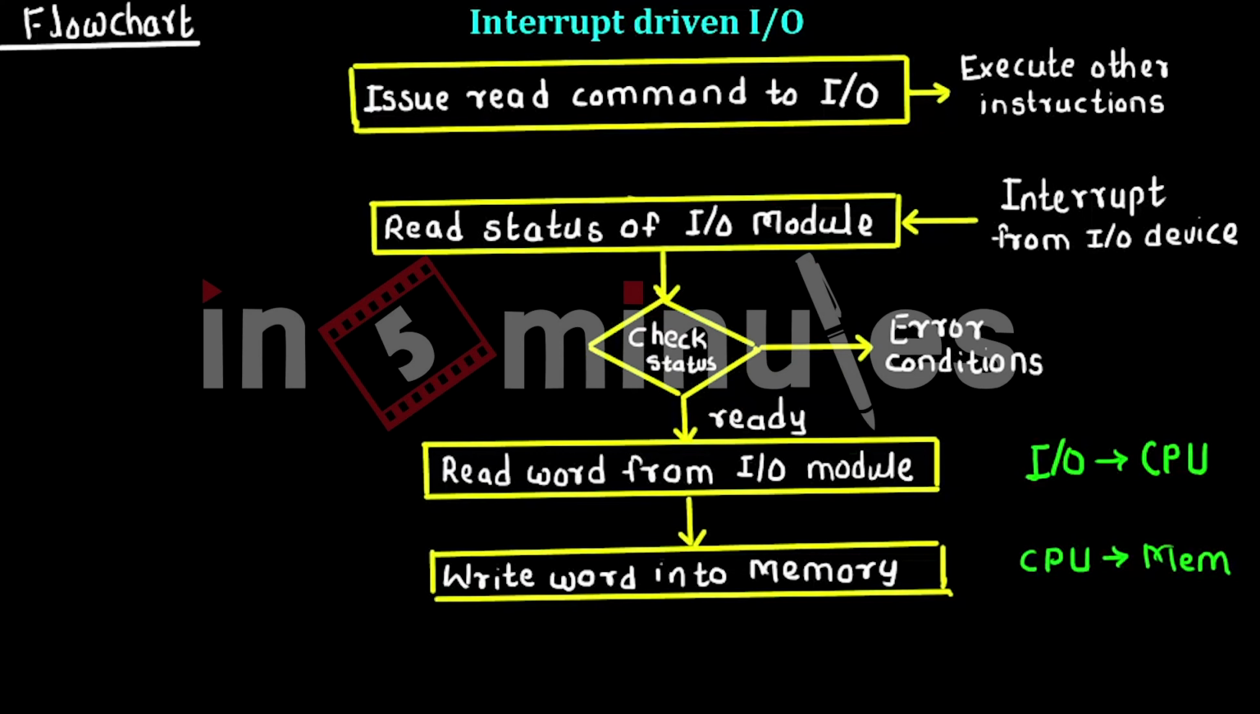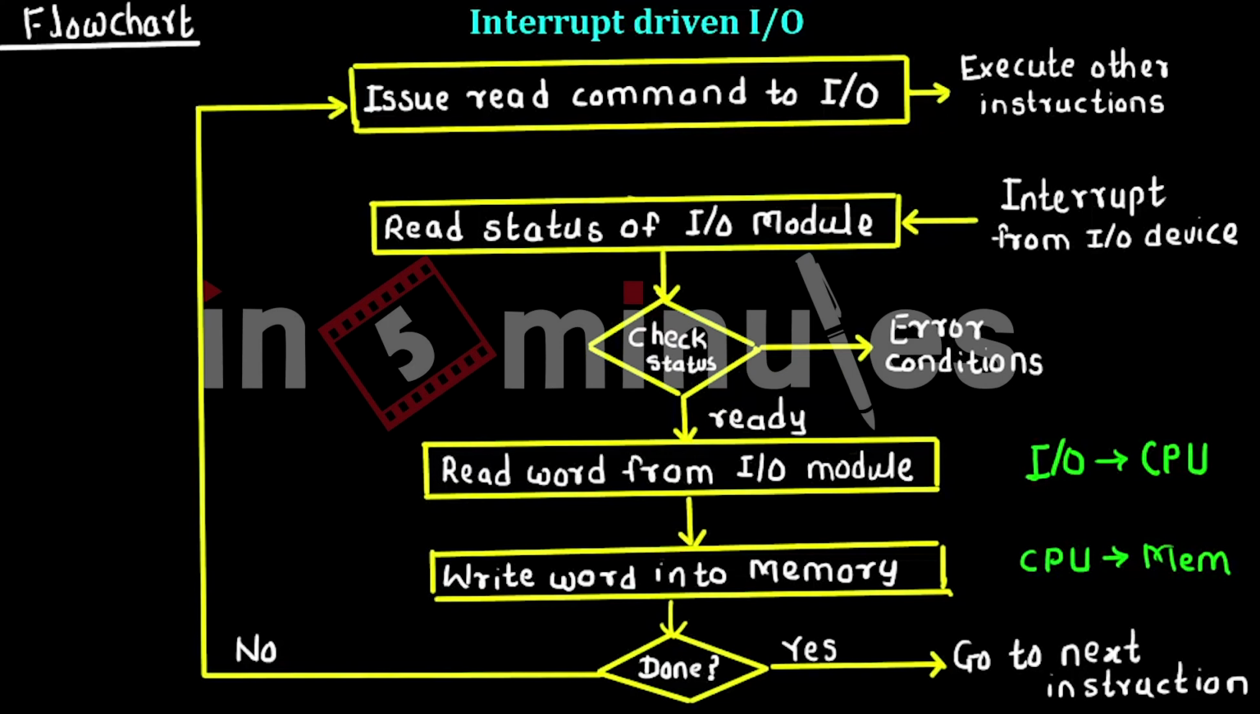Here you can see how the CPU acts as an intermediary between the input/output device and the memory for the data transfer. Finally, we check whether the operation is completed or we need to read more words. If not, then again we issue the read command and follow the same cycle. Otherwise, we go to the next I/O instruction in the sequence. In this way, interrupt-driven I/O functions. Therefore, the main advantage, as you can see here, is that there is no dependency or waiting of the processor while the I/O module completes the instruction.